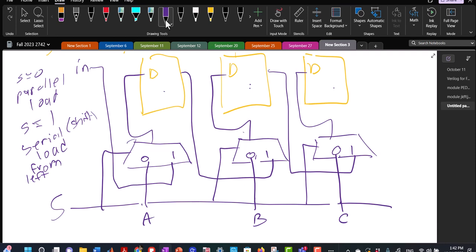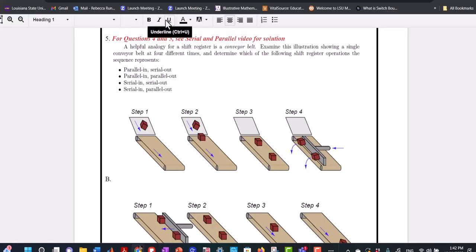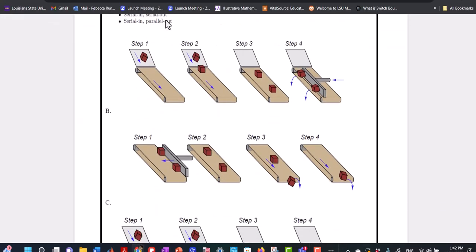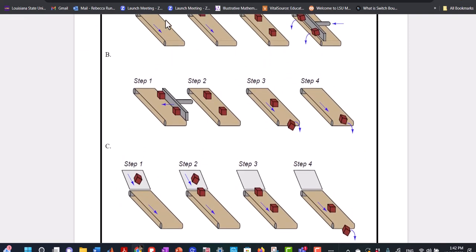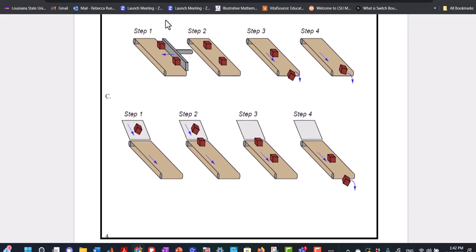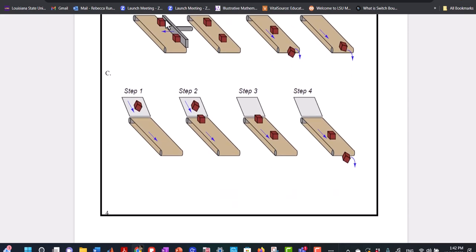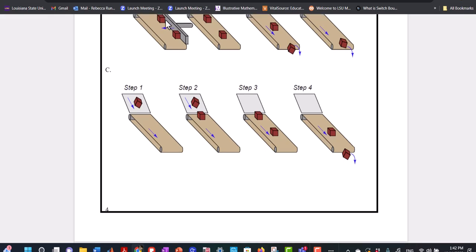Okay. Now, going back to my picture. This B, what is that in terms of parallel in, parallel out, serial out? Parallel in, serial out, because they're both coming in at once, but they're going out one at a time. And the last one? Serial in, serial out.